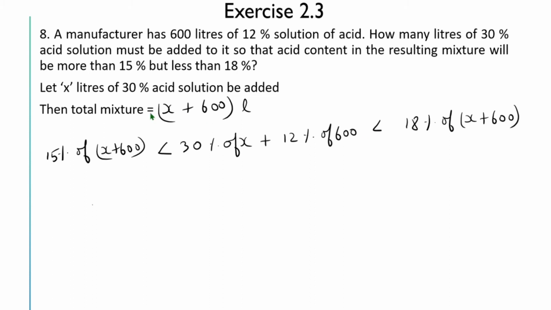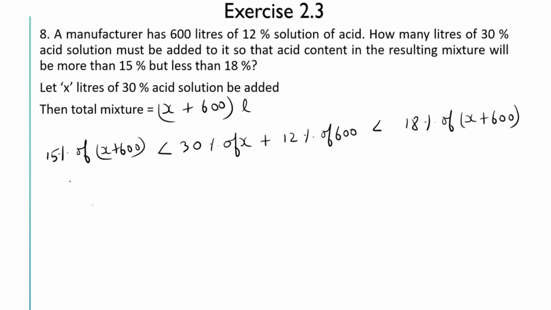So we have taken, let x liters of 30% acid solution be added, then the total mixture will be x plus 600 liters. So we are asked to find how many liters of this solution must be added so that in the resulting mixture, the acid content should be between 15% and 18%. So this is the required inequality.